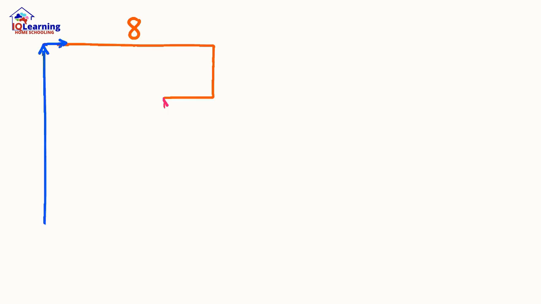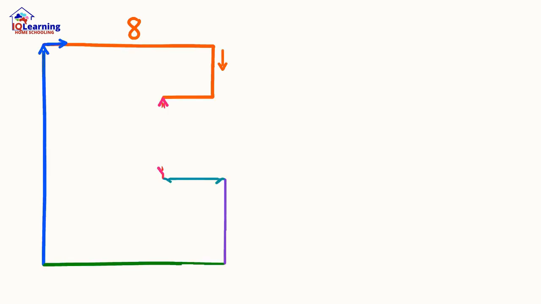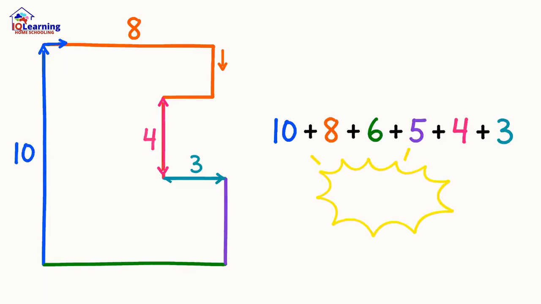For the perimeter, we add up all the outside edges. 10 plus 8 plus 6 plus 5 plus our newly found 4 and 3. The total is 36 centimeters.